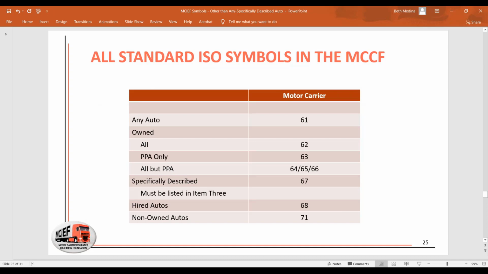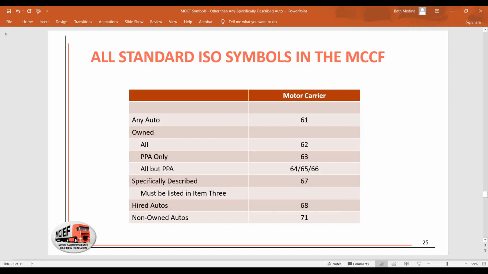These are the basic symbols. Any auto, which we talked about earlier, is available to you. We do not discuss in our discussion here owned autos, all private passenger, or all but private passenger. Those would be the symbols here. The reason we don't do that is that it's rarely used in the motor carrier's world.